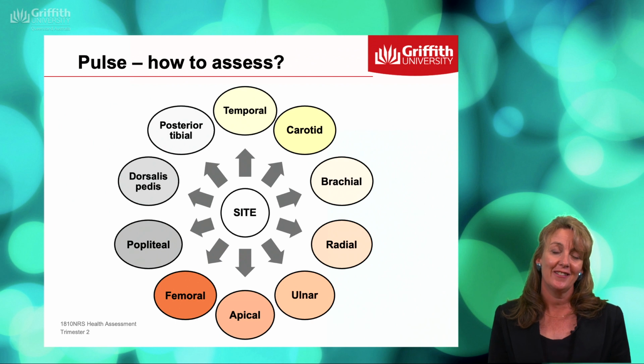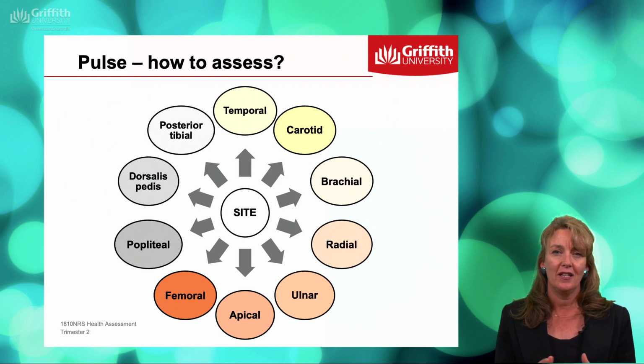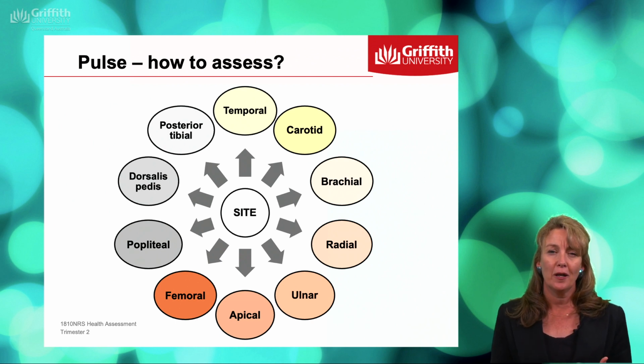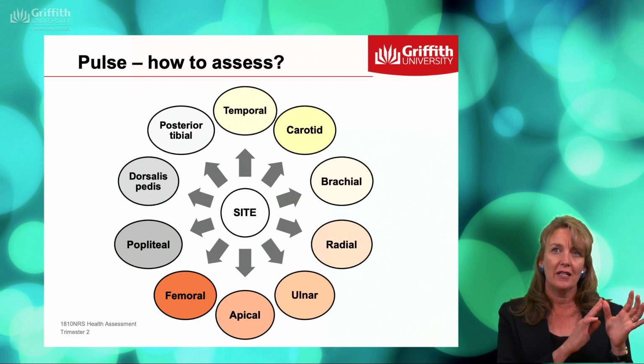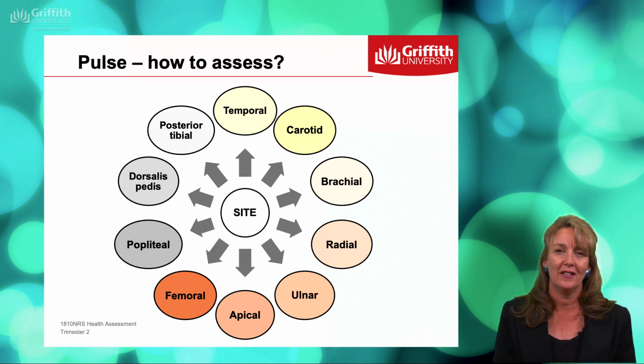So let's just look at this quick picture and check that we all know where these are. You have your temporal, which is where your temple is. You have radial, and this is used primarily in your vital signs because it's so easily accessible in your wrist. You're coming down from your thumb and feeling into your wrist, and that's where you would find your radial pulse. You're going to practice this a lot in the sim labs.